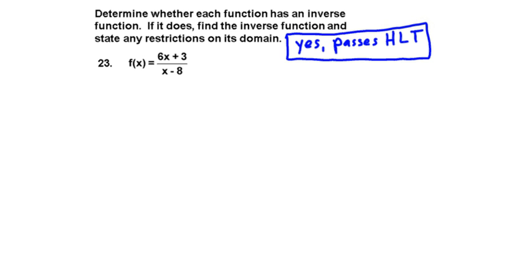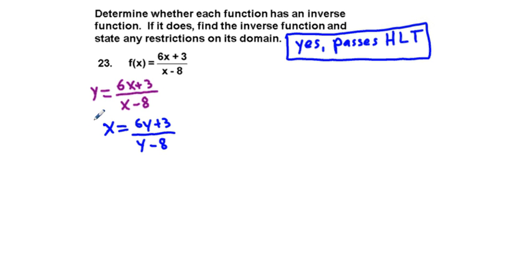Okay, next, to find what that inverse function is, we're going to change this function to y equals 6x plus 3 over x minus 8. And now changing positions of the x's and the y's, we have x equals, oh, excuse me, I got that wrong. x equals 6y plus 3 over y minus 8.